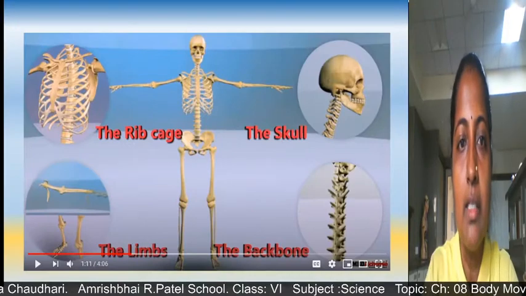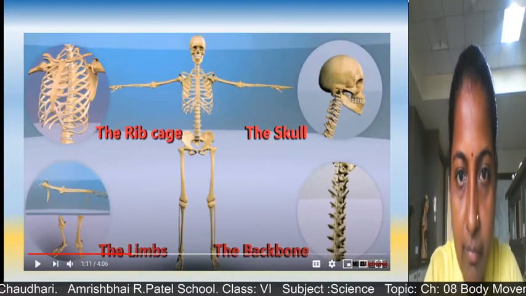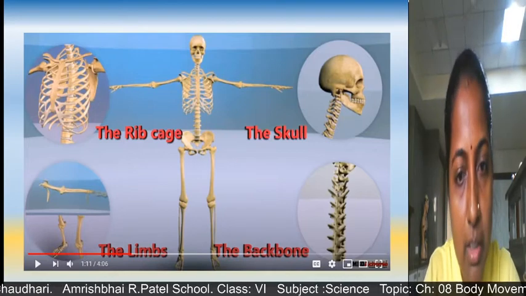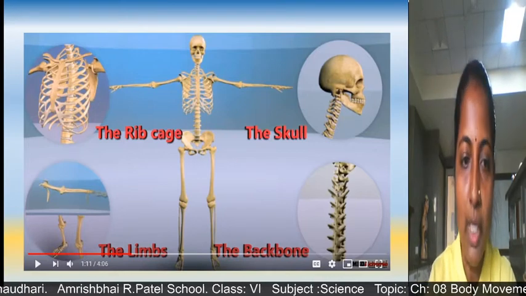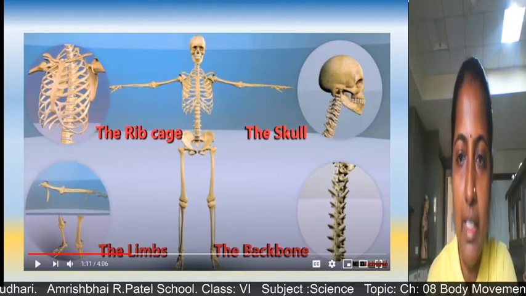Now in this skeletal system also, children, today we will see about the rib cage, we will see about the skull, we will see about the backbone, and we will see about the limbs, that is legs and hands bones.